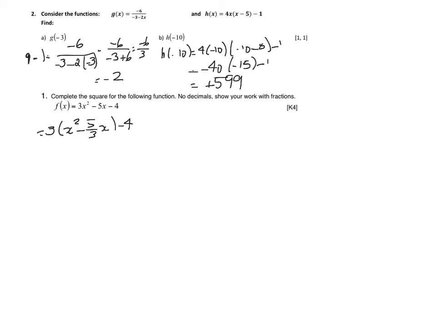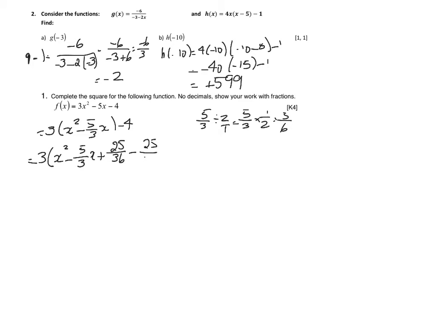Now I'm going to divide the 5 over 3 by 2 and then square it. So 5 over 3 divided by 2 over 1 is the same as 5 over 3 times 1 over 2, which is 5 over 6. Now 5 over 6 squared is 25 over 36, so this becomes 3 times (x squared minus 5 over 3 x plus 25 over 36 minus 25 over 36) and then minus 4. Remember, the addition of these last two terms is equal to 0, so nothing has been changed.